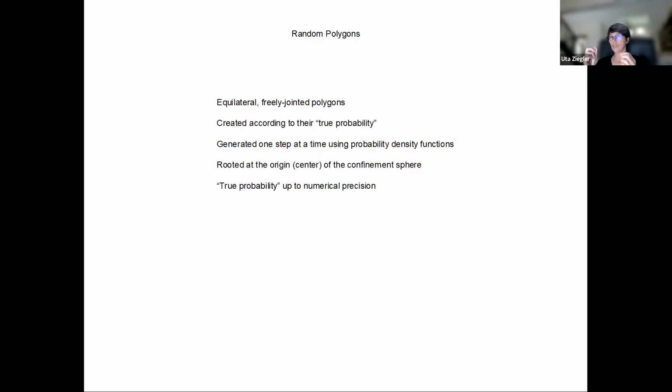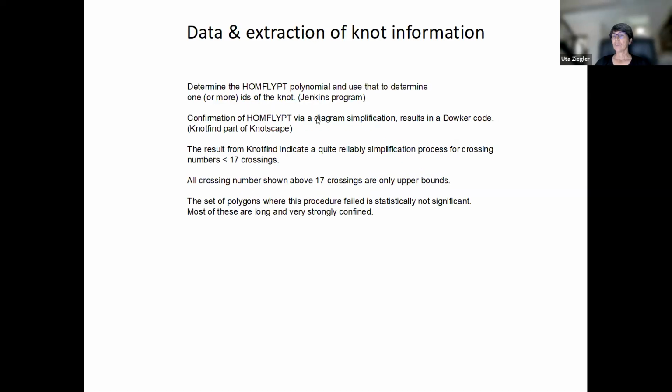Since we're always looking at distance from the origin, this is symmetrical about the center of the sphere. That's why our polygons have to start and end at the center of the sphere. They're rooted there. When we talk about true probabilities, yes, we could determine that mathematically. But of course, everything I show you today is really just shown up to numerical precision.